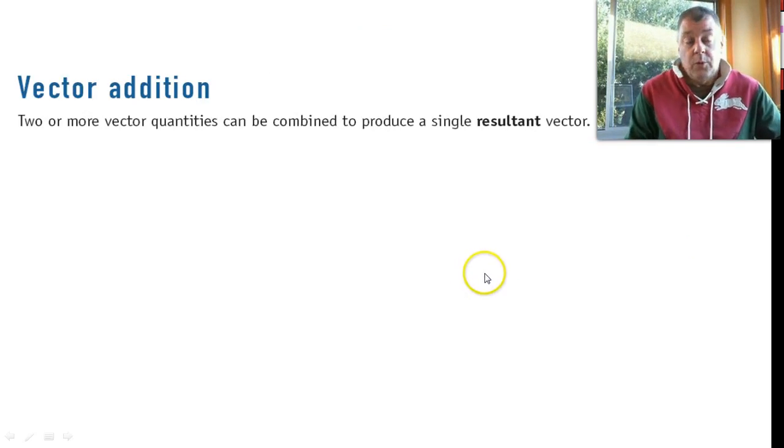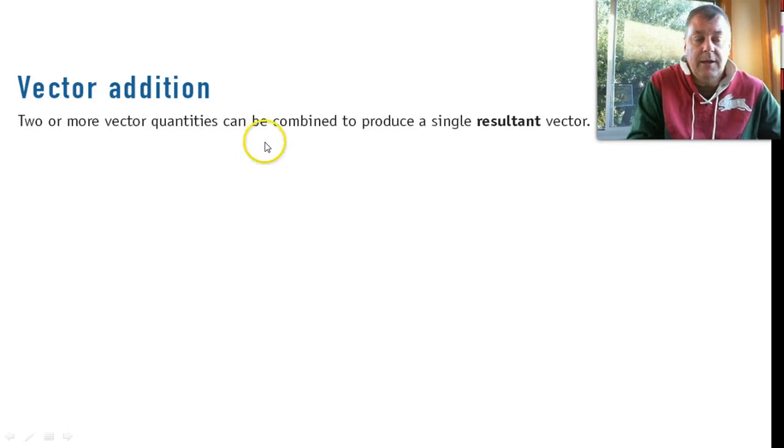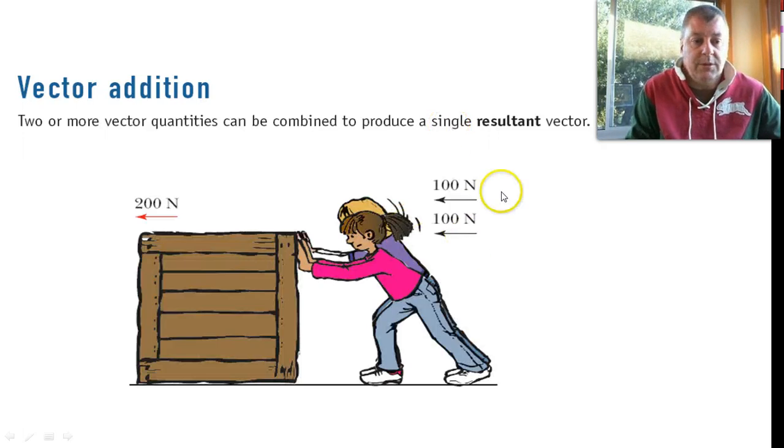So with vectors, we want to be able to add them together, and when we add them together, the sum of the vectors is called the resultant. What do we mean by that? Well, here we have two people pushing a crate, applying a force of 100 newtons each. The resultant is going to be 200 newtons.